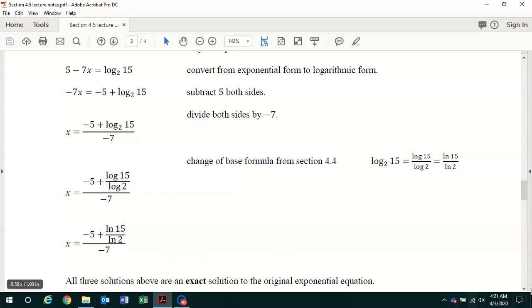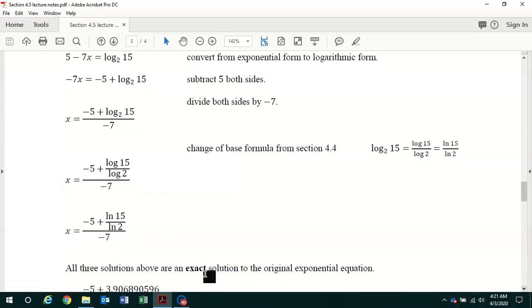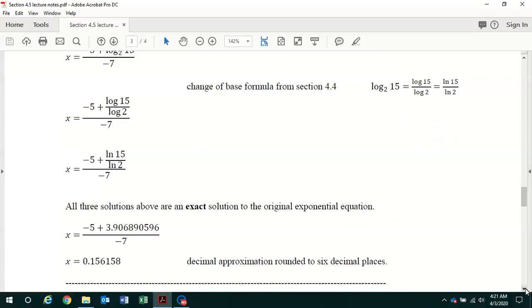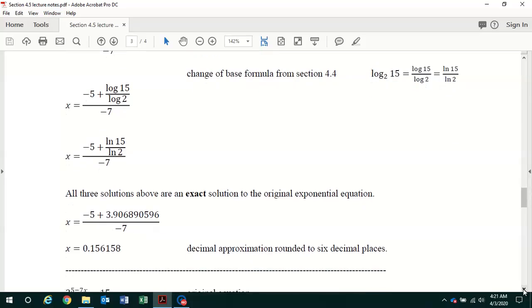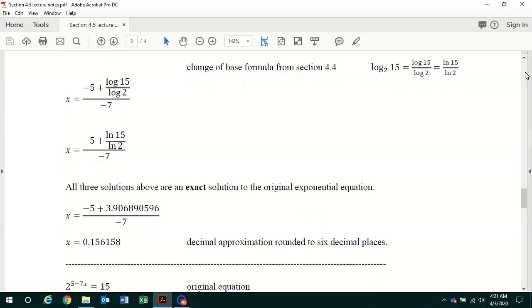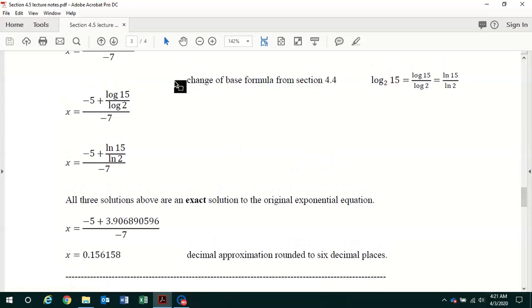And so as I've written down here at the bottom, all 3 solutions above are exact solutions to the original exponential equation. All 3 are valid representations of the exact solution to the original problem. But there will only be one decimal solution. It doesn't matter which of the 3 you use, you should get the same decimal answer for all 3.